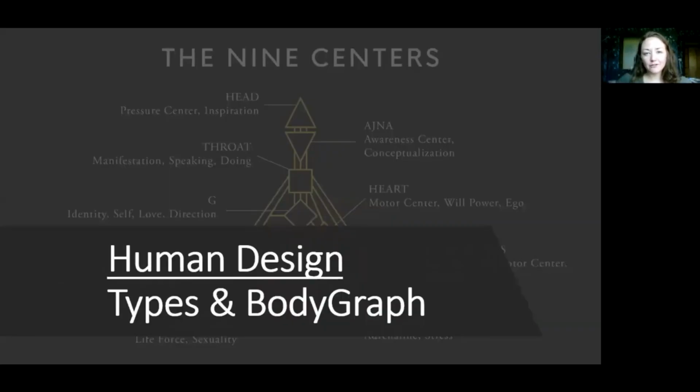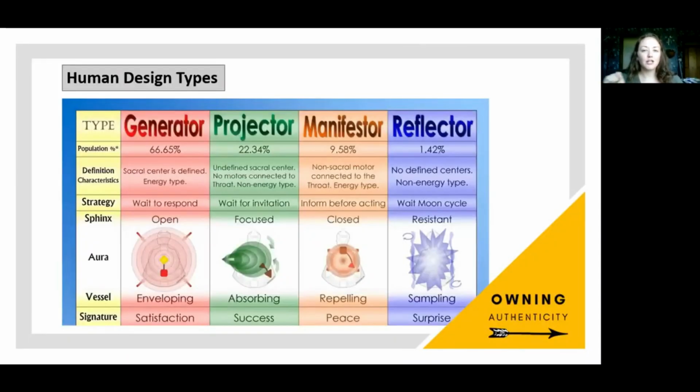Okay, so back to just a little bit of foundation before we continue into the deep dives. So the human design types: when you look at your human design chart, the printout, up at the top, the very first thing it tells you is what type you are. And you see that 66% of everybody are generators, and that includes manifesting generators. If it says either one of those, that's both in the generator category, because what makes a generator is this sacral center being defined.